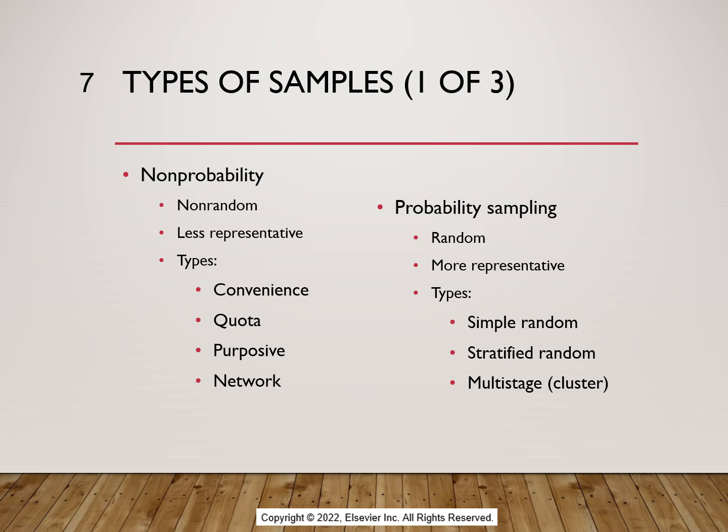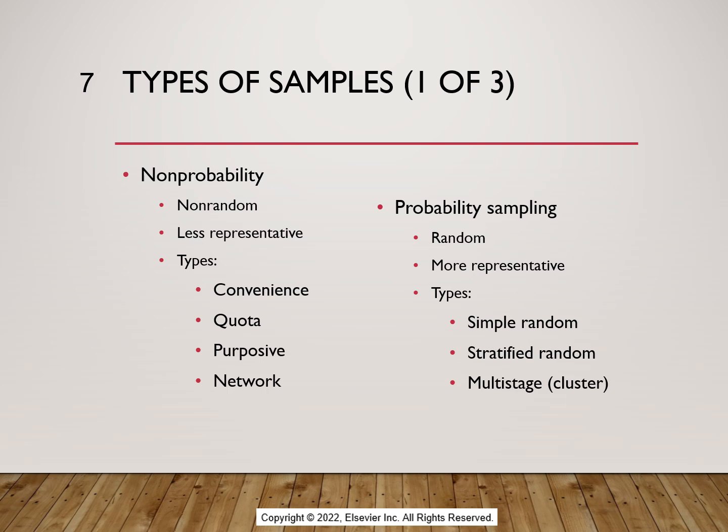This slide shows the two different types of sampling: non-probability and probability sampling. And we'll talk a little bit about these two types of sampling in the coming slides. Non-probability sampling is non-random and it's less representative. You might, as you read through your research articles, see the terms convenience sample or quota, purposive or network or snowball sampling. These are all examples of non-probability sampling.